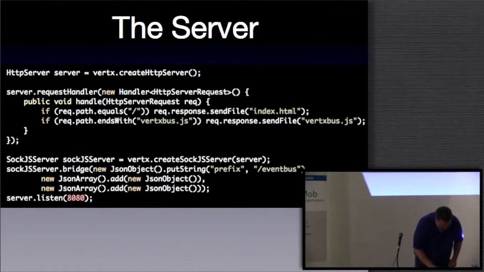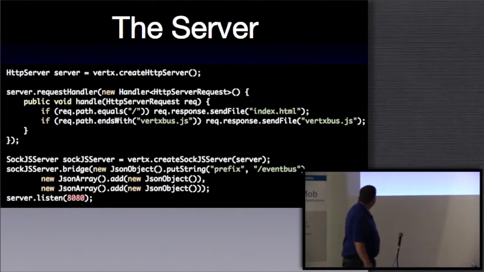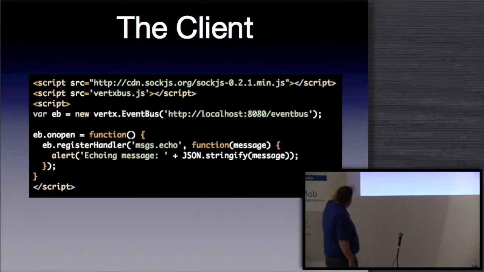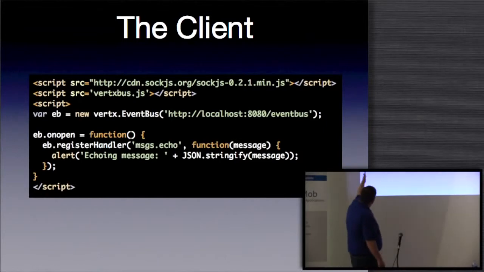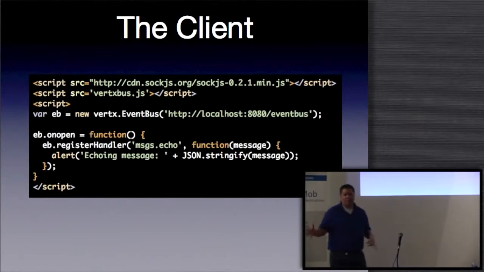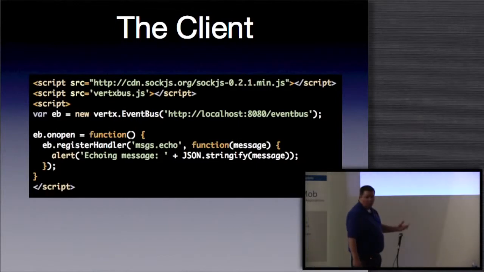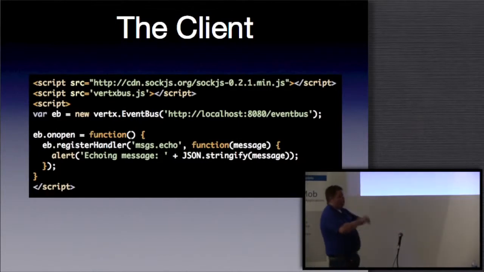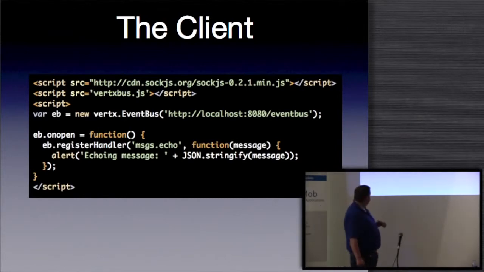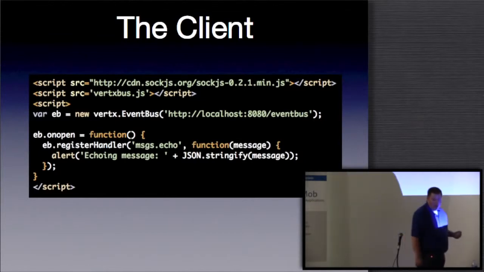So, client code, what does that look like? On the client side, we've got our sock.js, we've got our Vertex bus. We're going to get a handle to the Vertex event bus, again through the Vertex object. Look, it looks exactly like the server-side code. Then we're going to say on open, so we have some events that we can listen for. On open means the event bus is initialized and ready. I want you to register a handler, and basically what I want you to do is echo back any message that I receive.